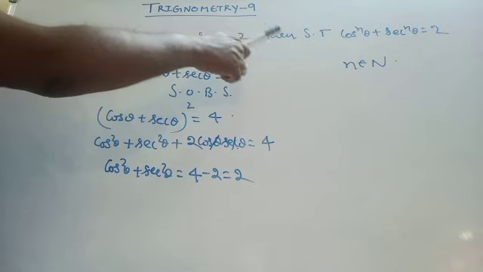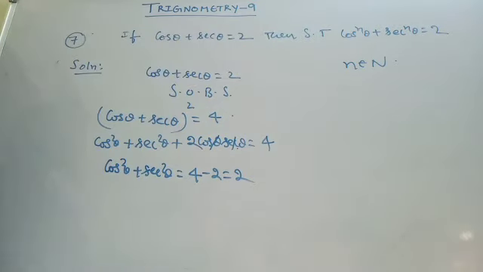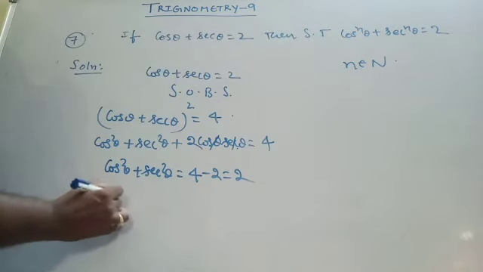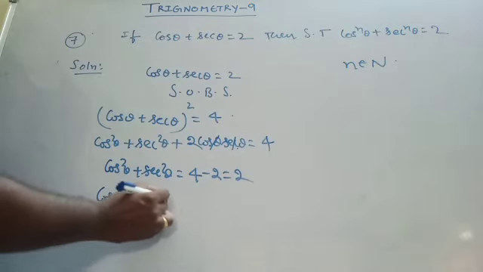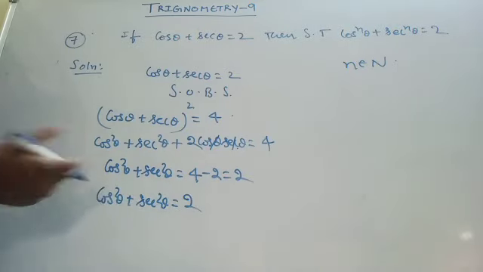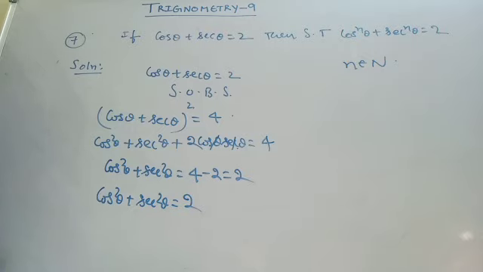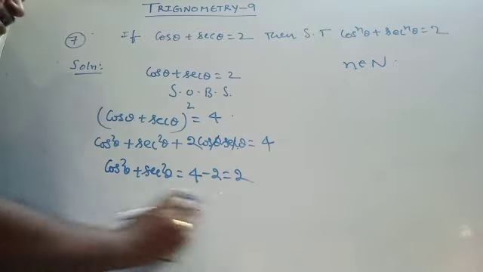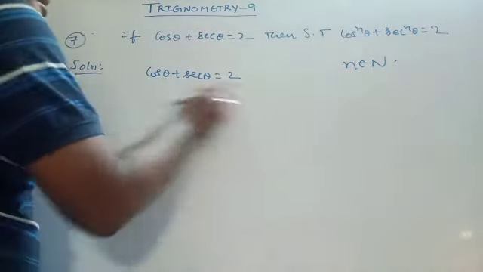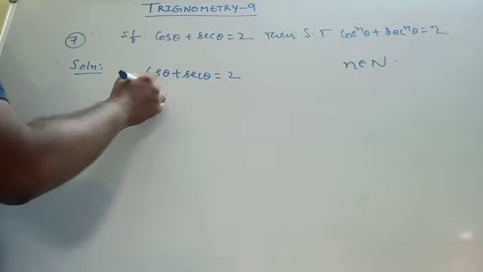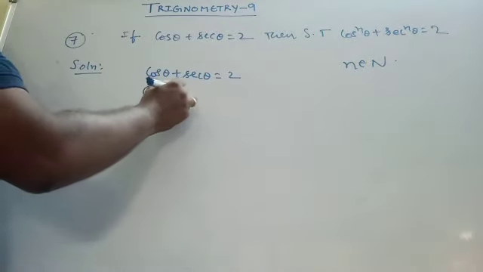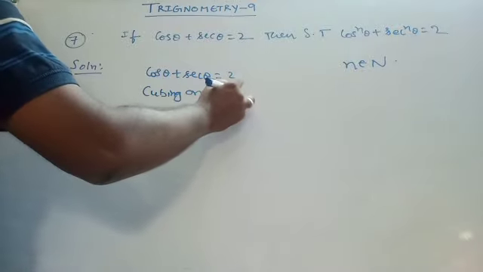Now we were told that cos power n theta plus secant power n theta equals 2. In this case we have cos square theta plus secant square theta equal to 2, where n is 2. We have proved it, right? Wonderful. Now we will do it for n equal to 3. What we do is cube both sides.